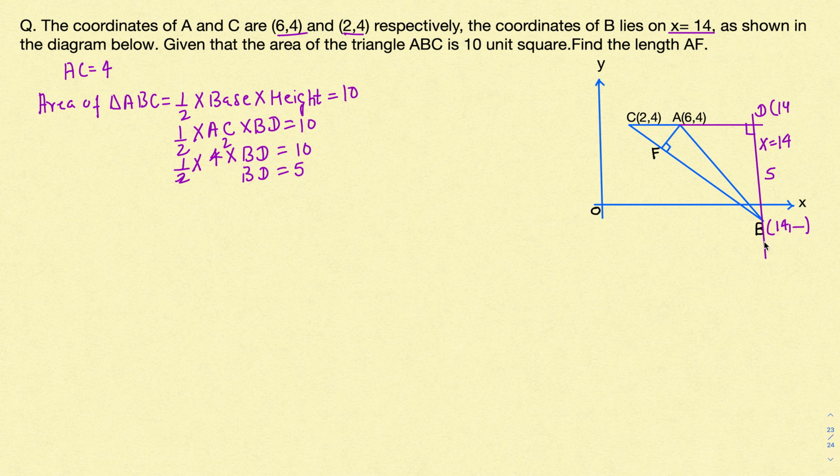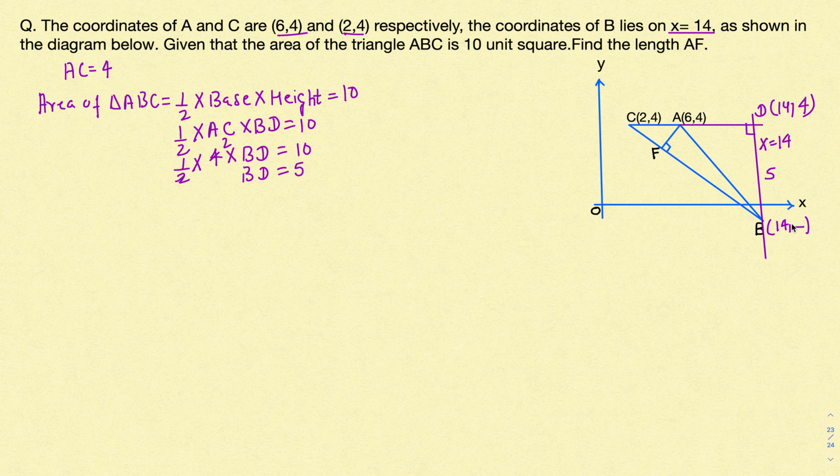So what's the height of this triangle? The height of this triangle is basically the change in the y coordinate from B to D, right? So let's say this is 5. What do you think is the y coordinate of D? It will be the same as A and C, because we got this point by extending the base of the triangle. So its y coordinate has to be 4, right?